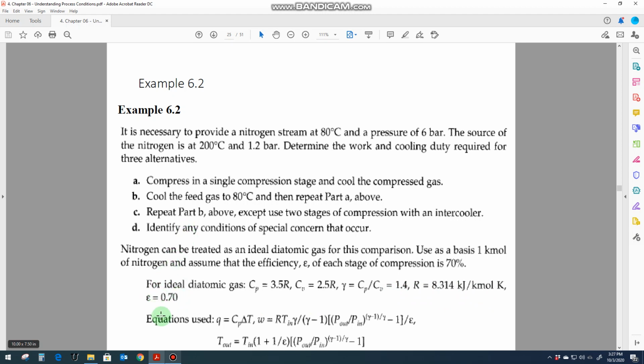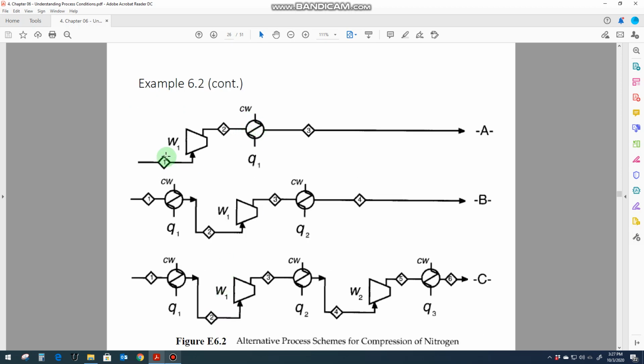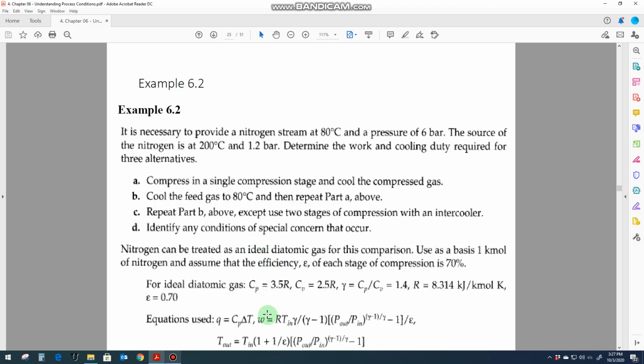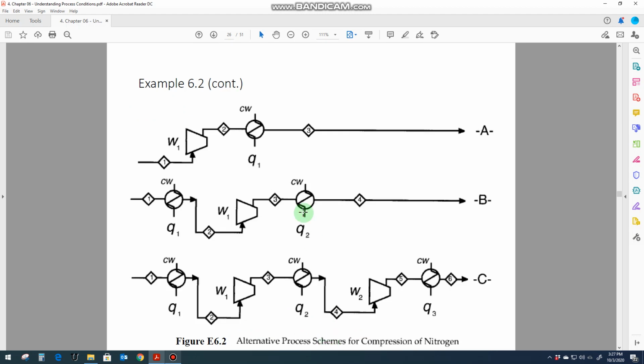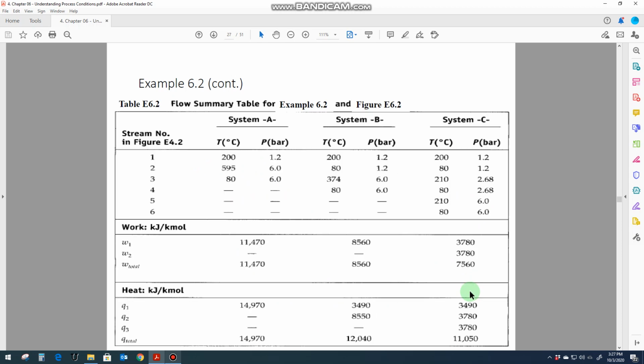Okay, so there are equations that you can use here. First, you have to calculate the amount of heat that can be recovered by the heaters. Then the work that has to be done by the compressor. This is the equation you can use for that work calculation. And T out is how you can calculate the temperature out of the compressor. So these are the three equations that we are going to use to study this example. We will see all of these alternatives one by one.